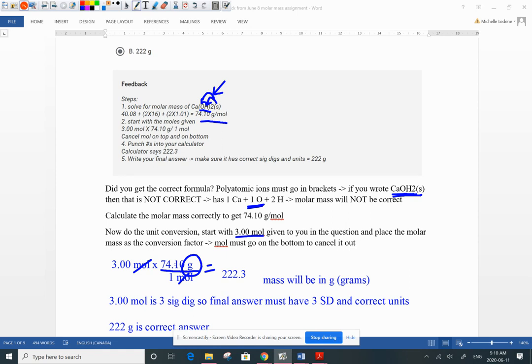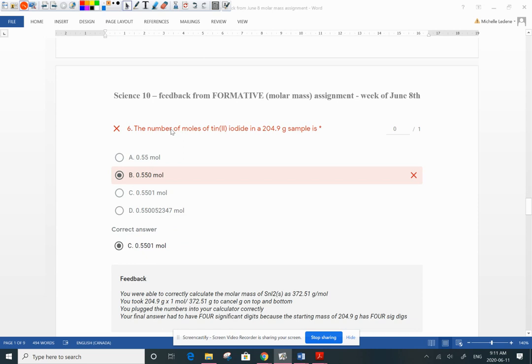So now you have to go back to your question and say, okay, I've got 3 sig digs here, so my final answer has to have 3 sig digs. And the units: I'm looking for mass, and I've canceled everything out except grams, so my final answer is 222 grams.